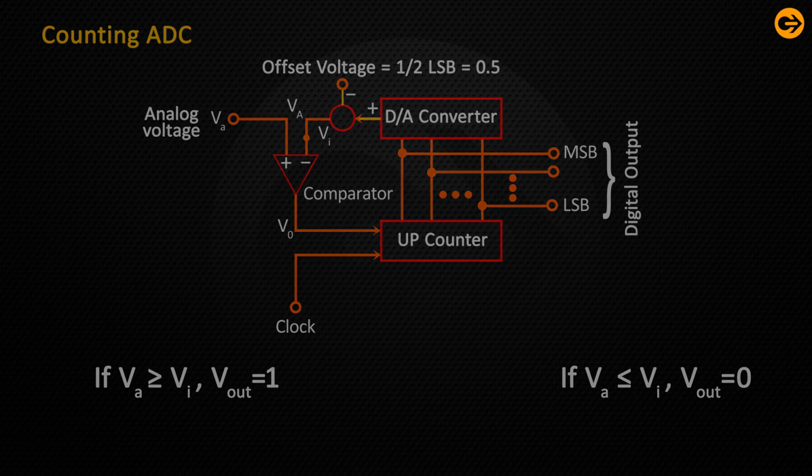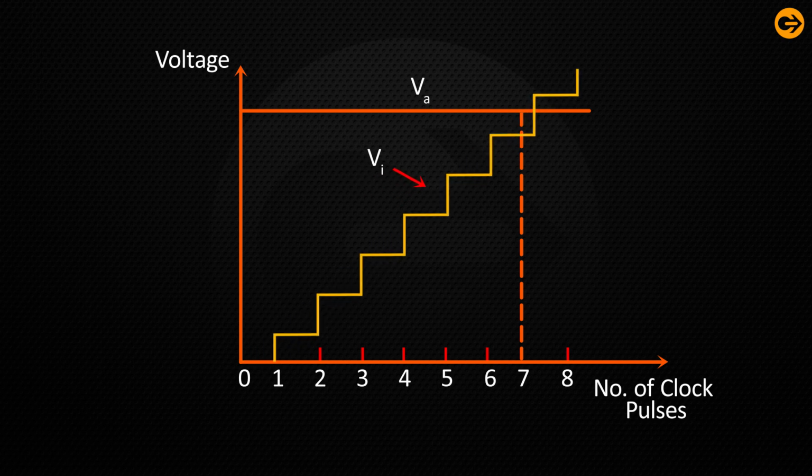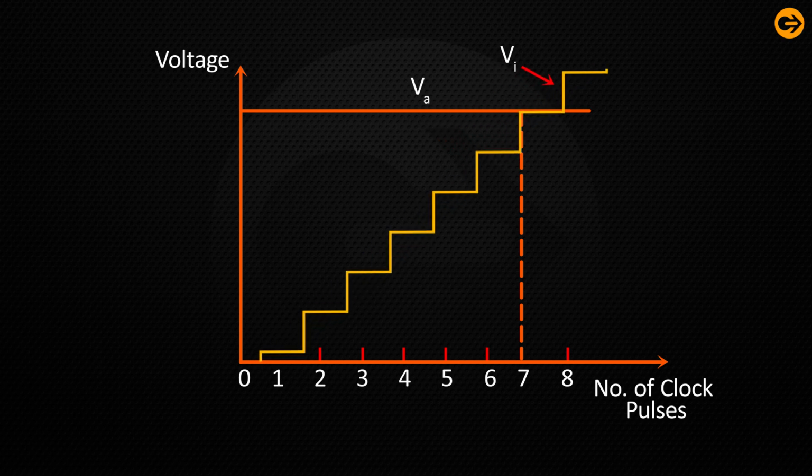For as long as the analog input voltage VA is greater than VI, the comparator output is high and clock pulses are transmitted to the counter. Now when VI exceeds VA, the comparator output Vout changes to low, disabling the AND gate, and the counter stops counting. The maximum clock pulses applied for conversion is 2 to the power n for an n-bit converter.